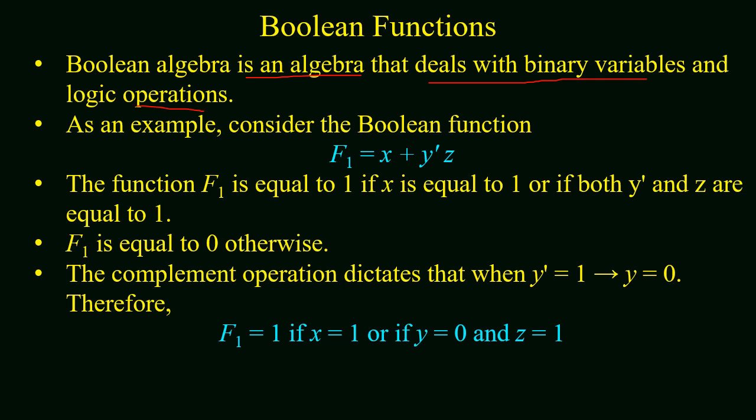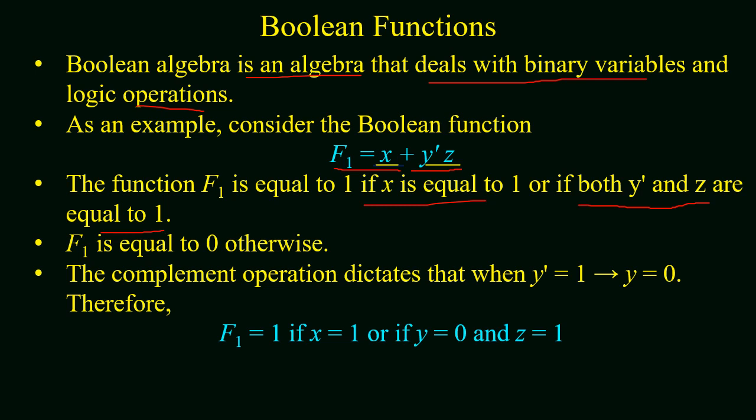Now consider the given example where function f1 is equal to x plus y prime z. Now we know that the output of a function can either be 1 or 0. Now we will analyze the output of function f1 by inspecting. If you look at f1, this is the sum of two terms. The first one is x and the second one is y prime dot z. And the function f1 will have a value of 1 when either x is 1 or y prime dot z equals 1. And for all other cases, its output will be 0.